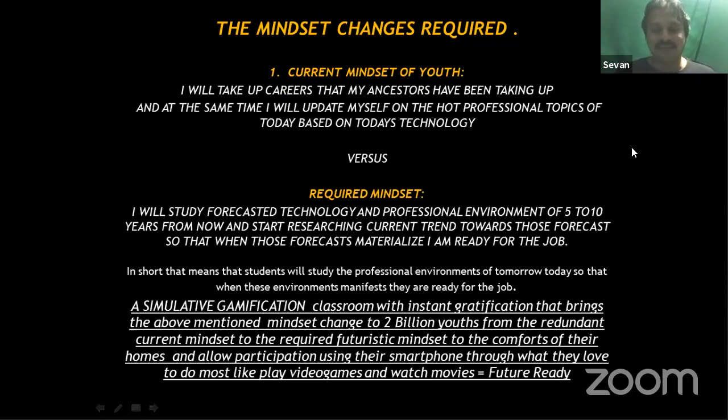So if that's the case, we need this required mindset, which is: I will study forecasted technology and professional environments of 5 to 10 years from now and start researching current trends towards those forecasts, so that when those forecasts materialize, I'm ready for the job. In short, students will study the professional environments of tomorrow, today, so that when these environments manifest, they're ready for the job. That's how fast things are going.